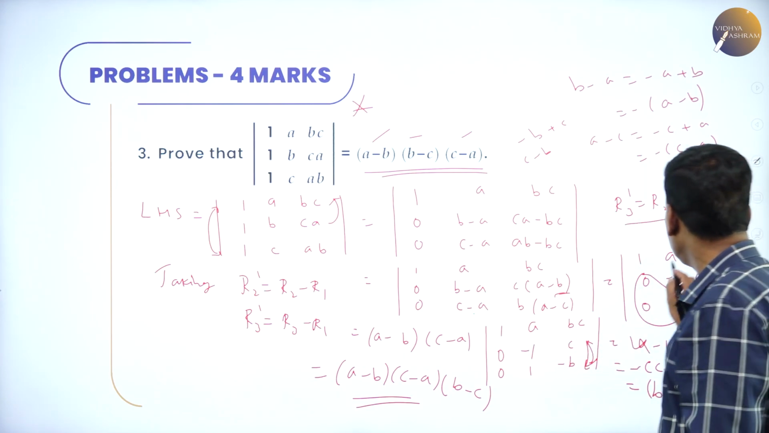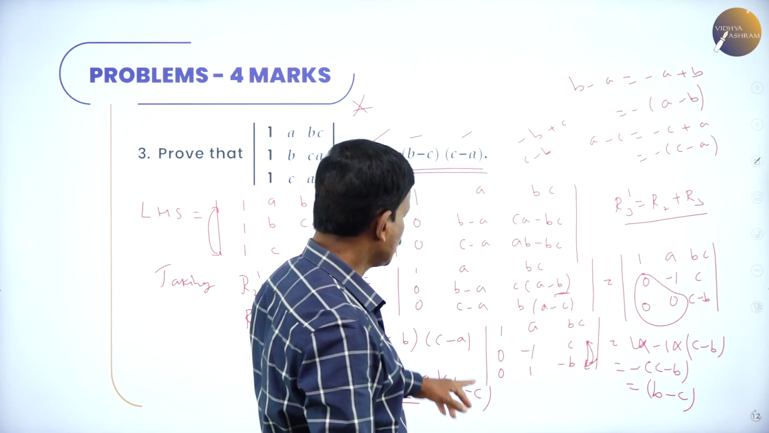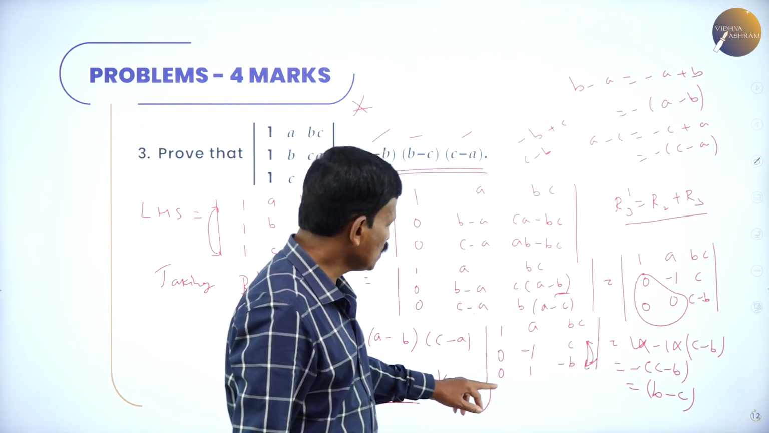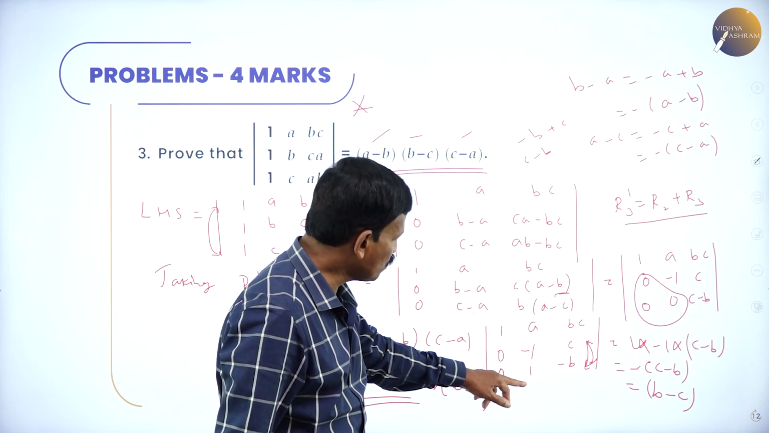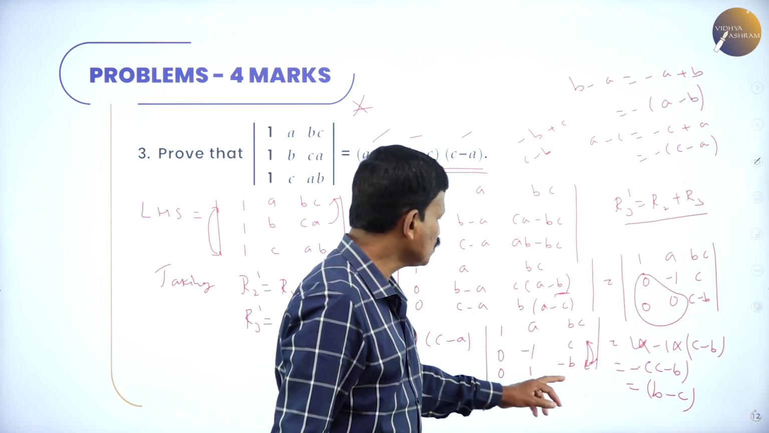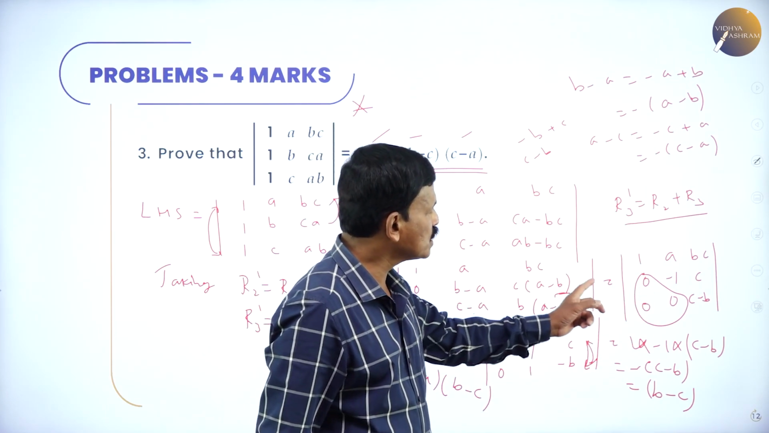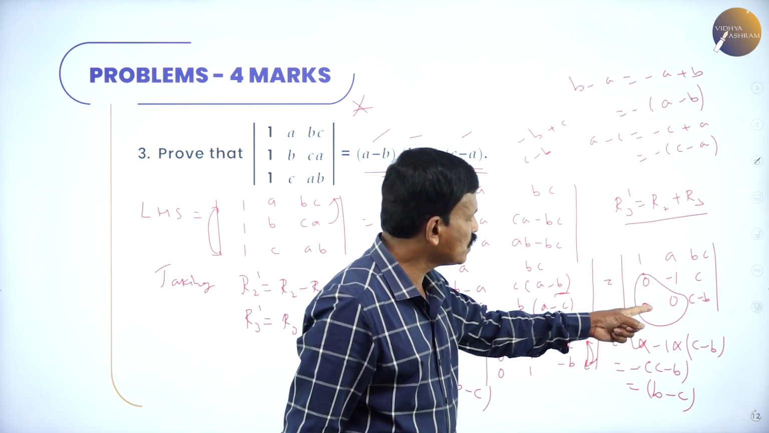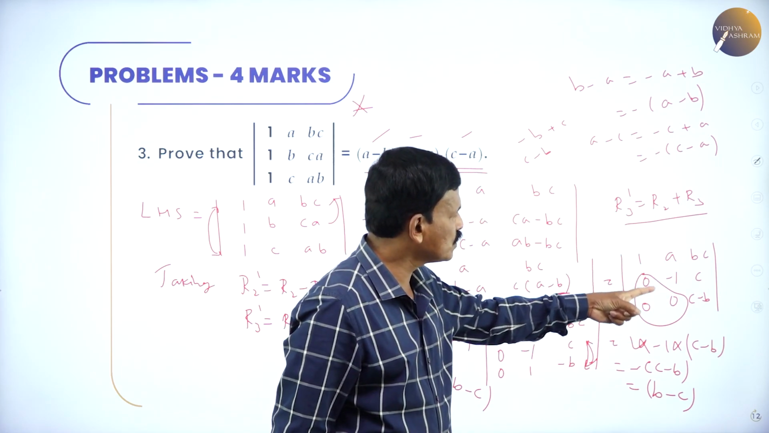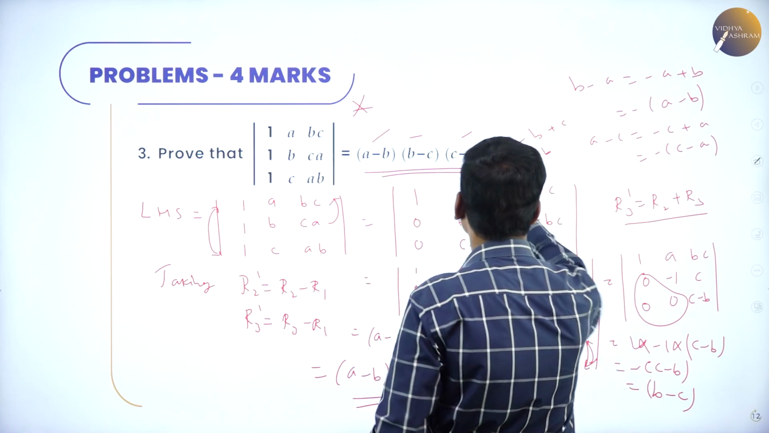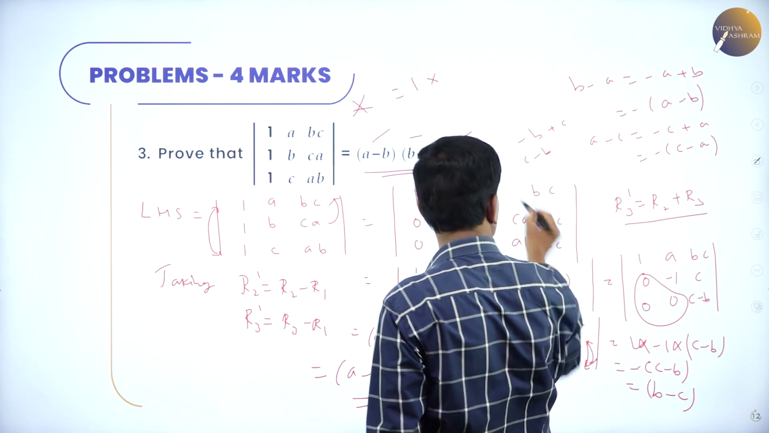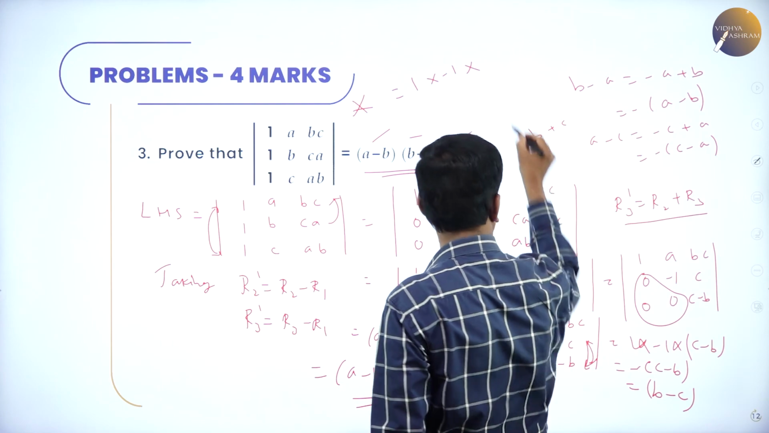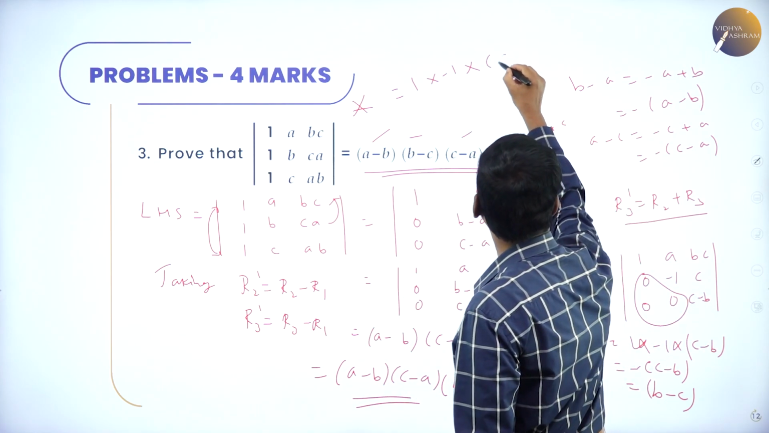This 1 A, B, C remains the same. The second row 0 minus 1 C is also same. 0 plus 0 is 0. Minus 1 plus 1 is equal to 0. Minus B plus C is equal to C minus B. Since all the elements below the principal diagonal are 0, therefore this is equal to the product of principal diagonal elements. That is like this. I will write once again 1 into minus 1 into C minus B.